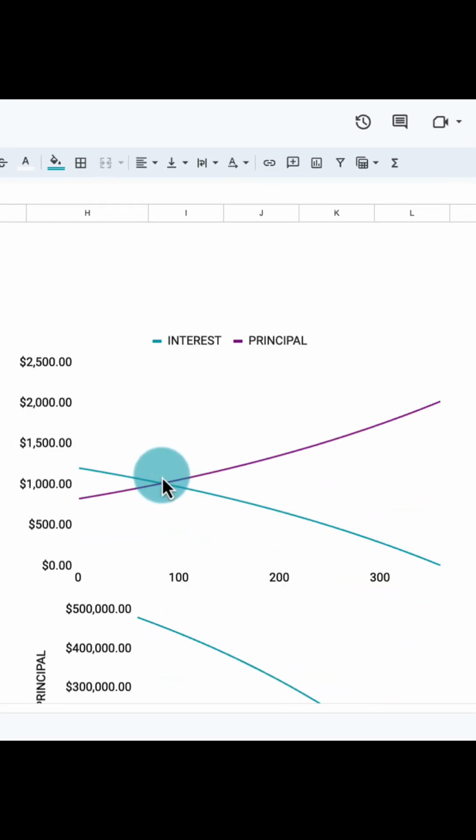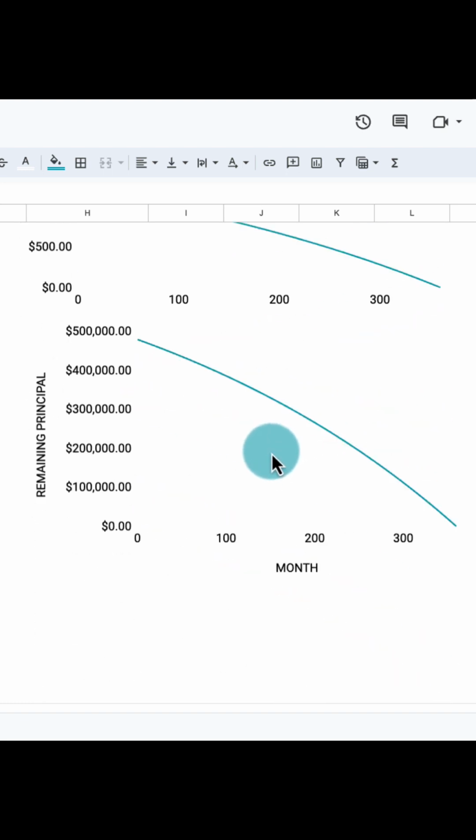We can create a chart that displays month by month how much we pay on interest and how much we pay on principal. The interest goes down and eventually reaches almost 0, while the principal goes up. Finally, we can see that the remaining principal goes from $480,000 all the way down to 0.